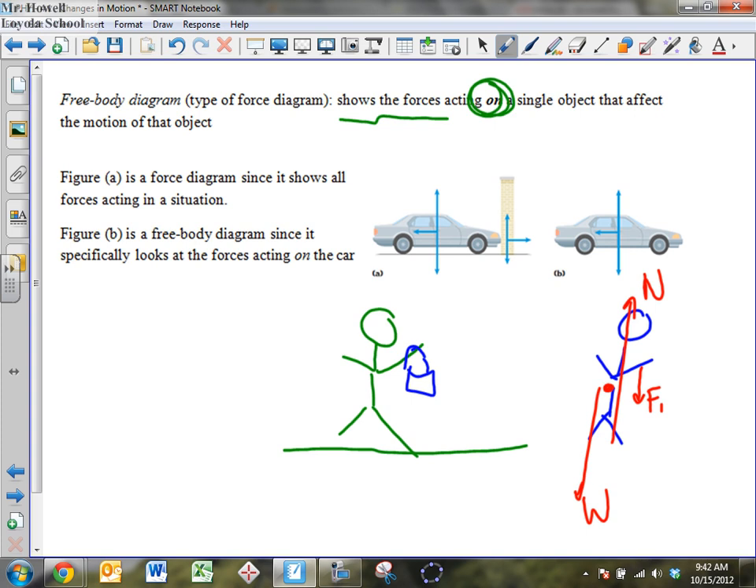The ground is pushing up, the body weight is pulling it down, and the bucket is pulling it down. That would be your free body diagram on the right. Again, acting on an object.